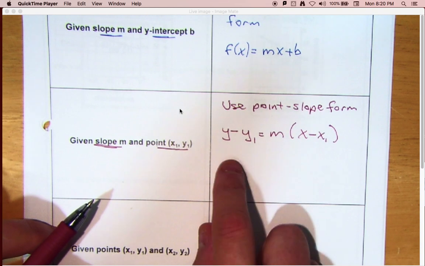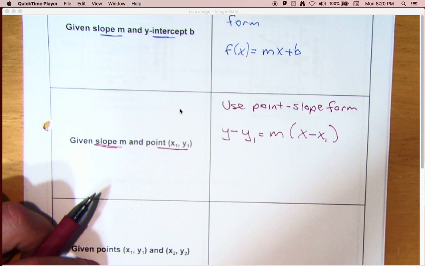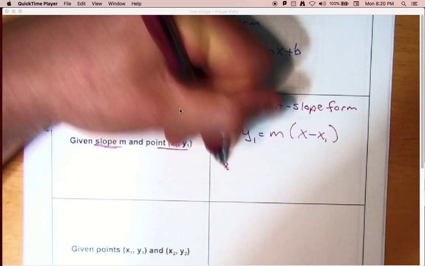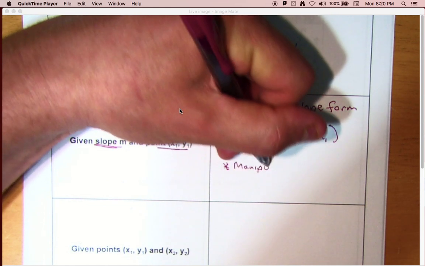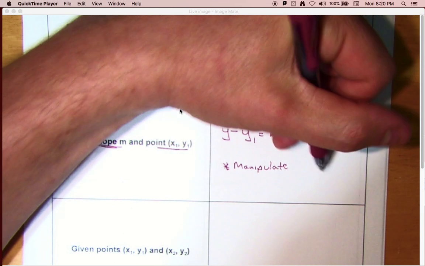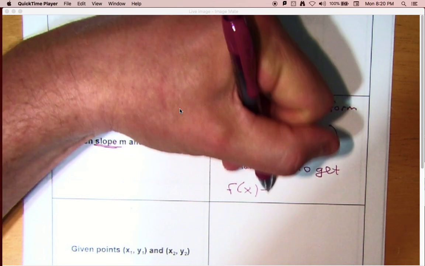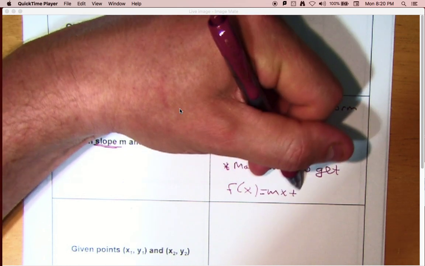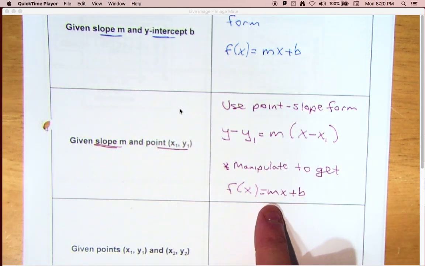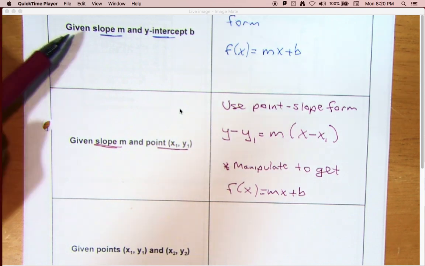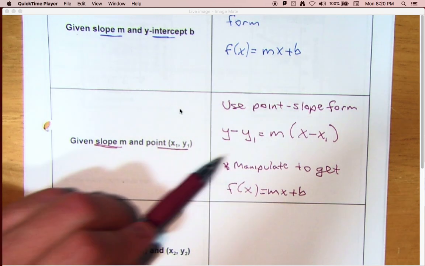Now, looking at this, I want to make a note, because this doesn't tell us a whole lot as far as graphing. So anytime you start with point-slope form, you want to manipulate it to get f of x equals mx plus b. We're going to have to start with this and do a little work to end up with slope-intercept form. So if you're given this piece of information, you use this form. If you're given these pieces of information, you use this form.